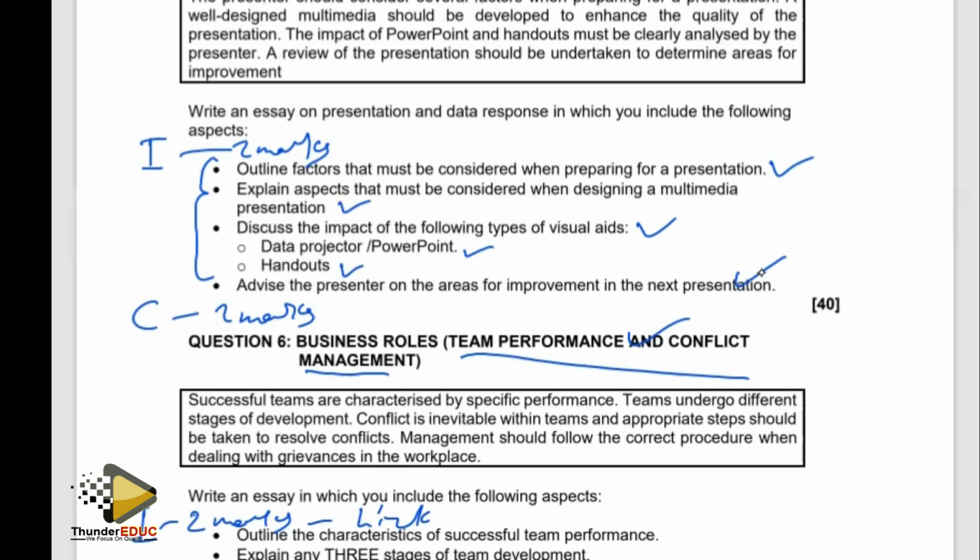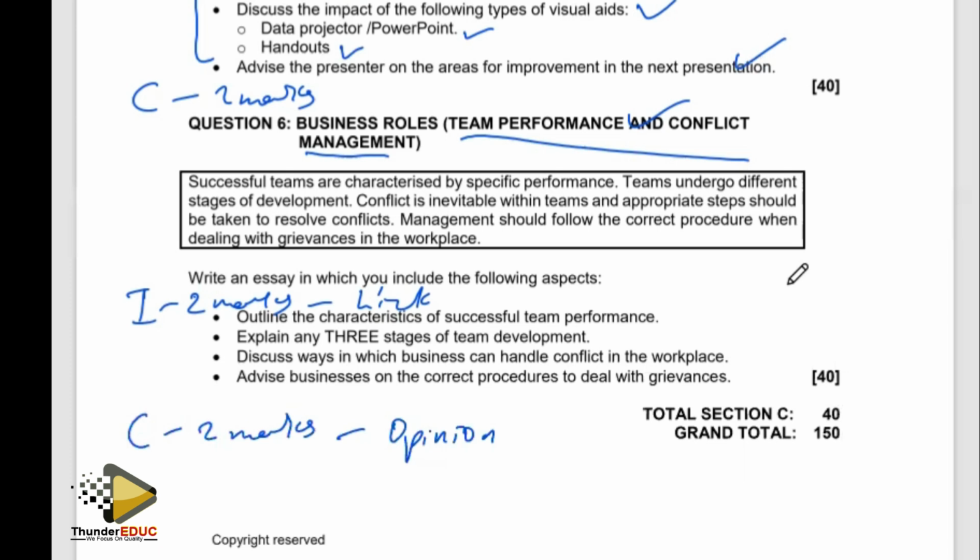Okay, right. So now let's move on to question 6. So now question 6 is in line with team performance and conflict management. So if you still remember, in a previous paper, we discussed the issue of team performance and conflict management. Okay, for the introduction, we are going to say that successful teams contribute positively towards the growth and stability of the business. And also you are saying that conflict forces businesses to follow necessary steps for specific resolution. So now it means that in this regard, we are done with our introduction.